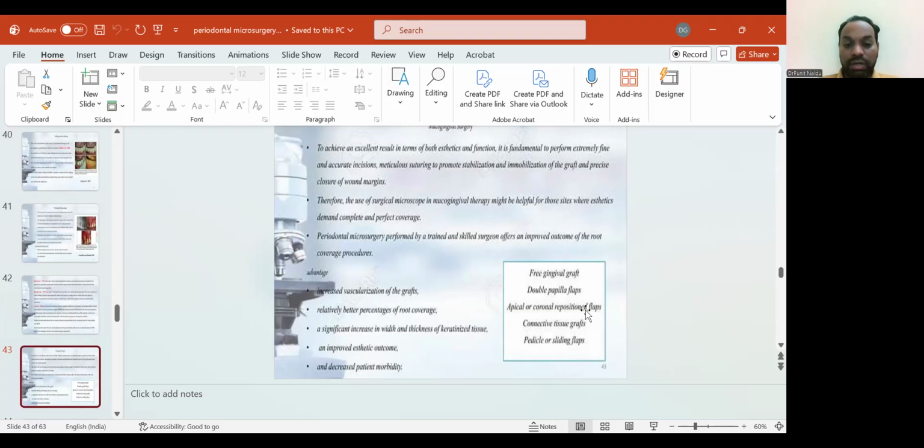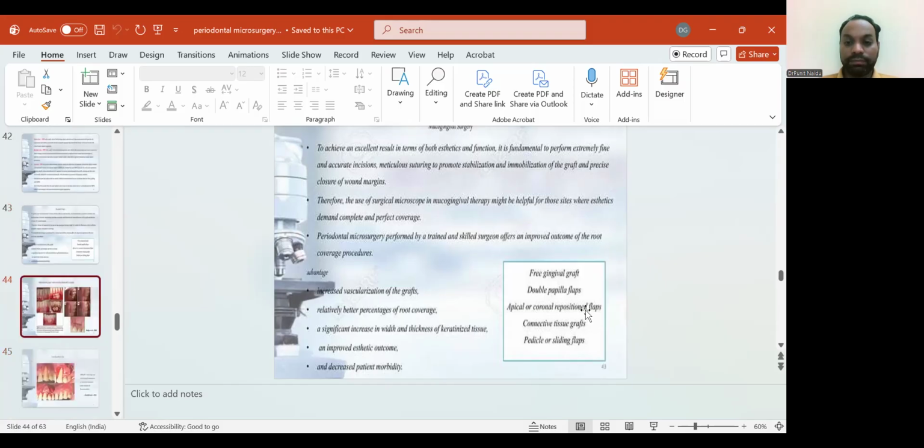The advantages are increased vascularization of the grafts, relatively better percentage of root coverage, significant increase in width and thickness of keratinized tissue, improved aesthetic outcome, and decreased patient morbidity.